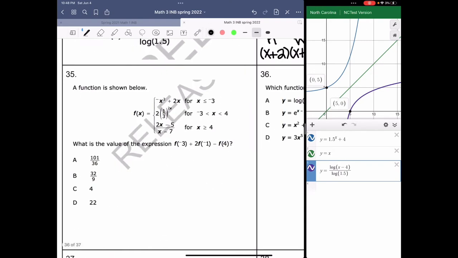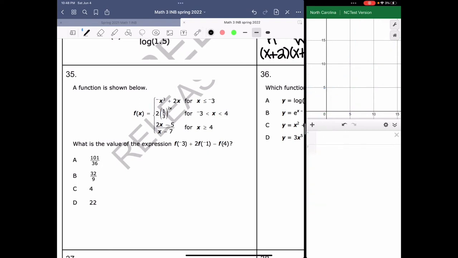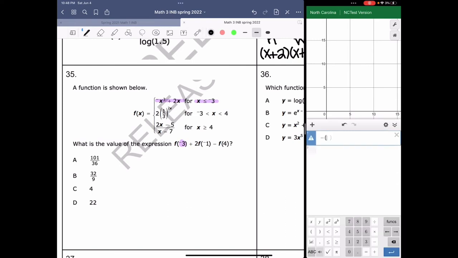All right, for number 35, we have a piecewise function. They want us to find f of -3, 2 times f of -1, and then minus f of 4. So for the first one, I have f of -3. Well, f of -3 is equal here, so we're going to be plugging it into this one because it's equal. All right, so I'm going to plug that into Desmos, and I get -3. And I'm going to square that, and we're going to do 2 plus -3. And this gives me -15.